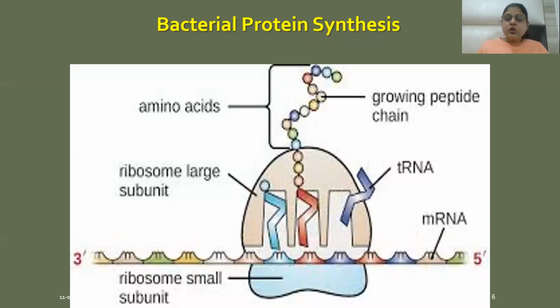This is the structure of mRNA, showing how tRNA attaches to the A site. This is the growing peptide chain over the A site, and how translocation takes place from the A site to the P site. And this translocation is inhibited by the macrolide group of drugs.